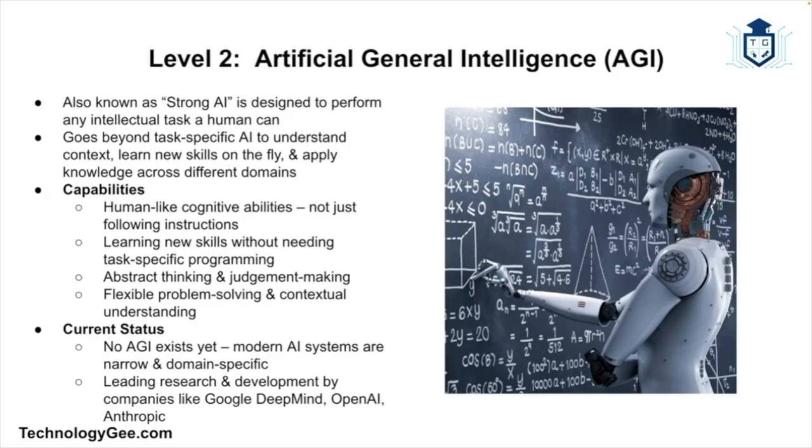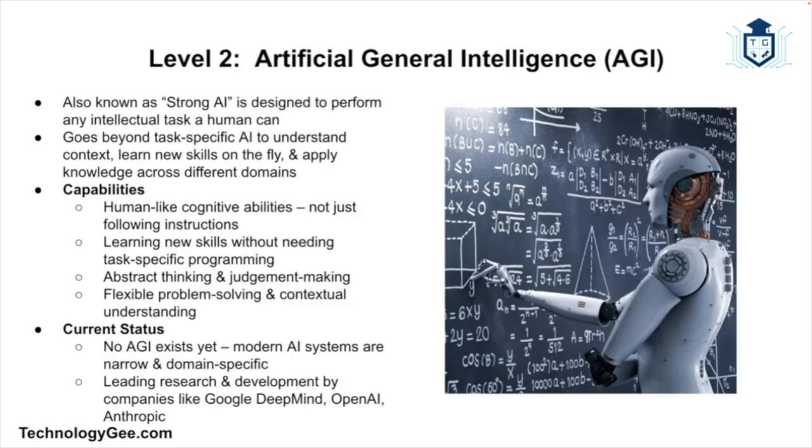So AGI, and it's sometimes called strong AI, this refers to machines that can perform any intellectual task that a human can do. That means it doesn't just follow instructions, but it can understand context, it can learn new skills on the fly, it can apply knowledge across different domains, it can think abstractly, and it can make judgments and adapt to new situations. So in other words, AGI will be like having a human mind inside of a machine.